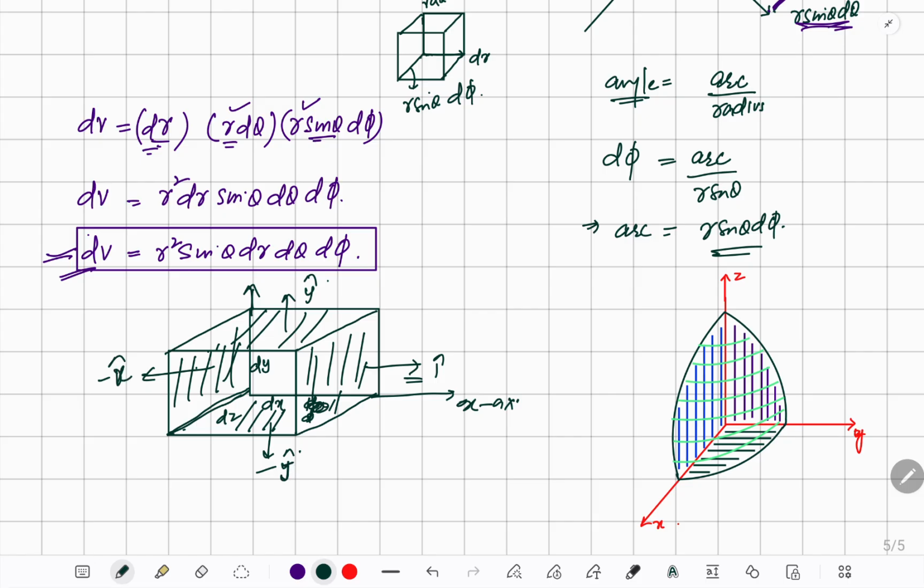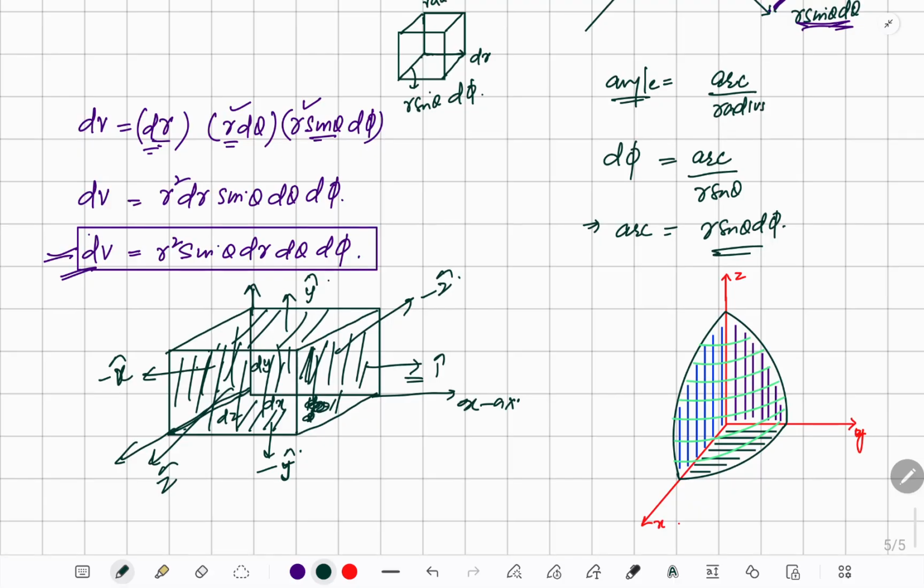What is the direction of the one on the front side? It has the k cap direction. What is the direction of the backward surface? That has the minus k cap direction. I hope you understand it. Okay, now let's erase this.